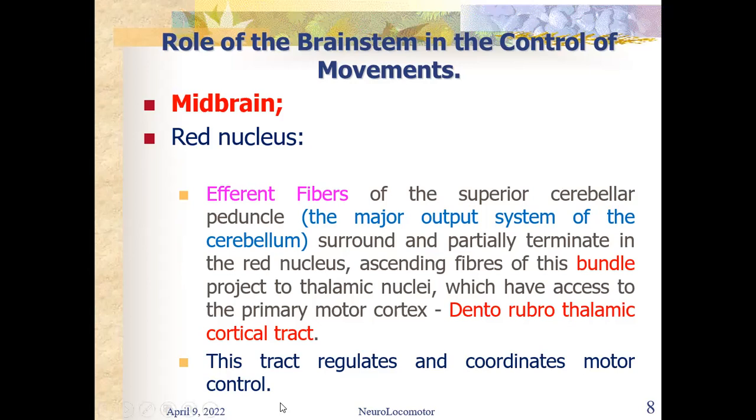So we are still on the brainstem in control of movements. How does the brainstem function in the control of body movement? It functions by having these nuclei located in specific places that help to relay sensory and motor information either up to the motor cortex or down to the cerebellum and other related structures.